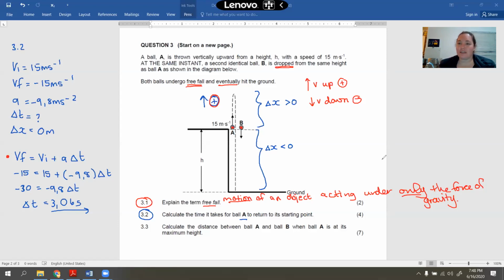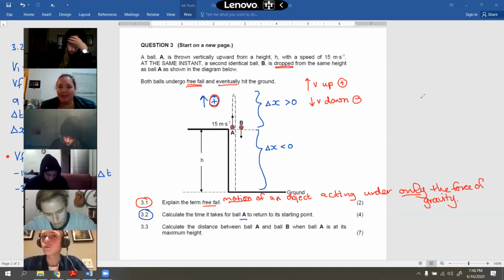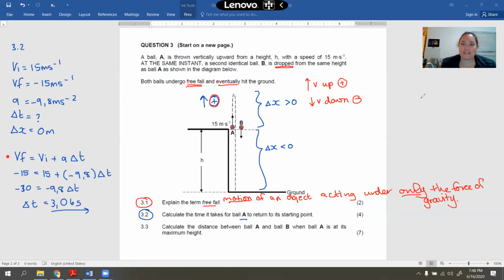Can I double check? Did everybody get the same? Okay, that's a good sign. Awesome, well done. The next thing is that if I'd asked you how long did it take to get to the highest point, I wouldn't need to redo this if I've already done this, but if I divide that value by 2, I can see that it would take 1.53 seconds to get from A to the highest point and 1.53 seconds to get back down to there. So that's just a little time-saving tip if you need to save time.